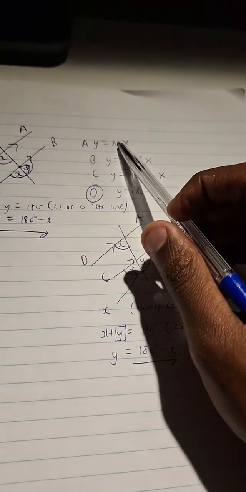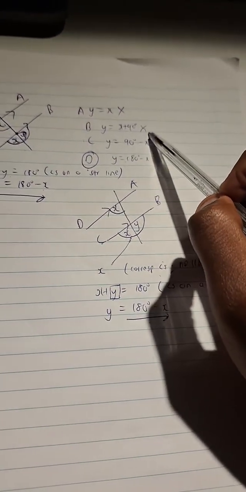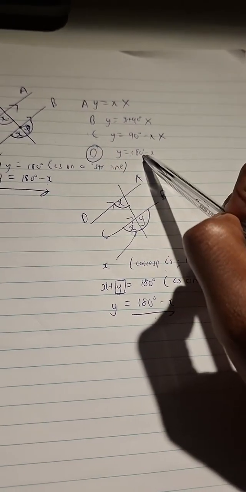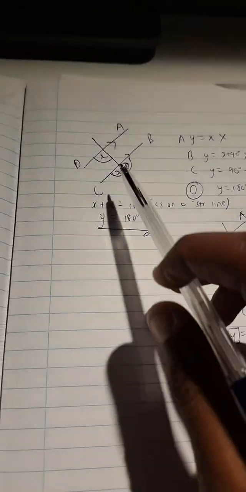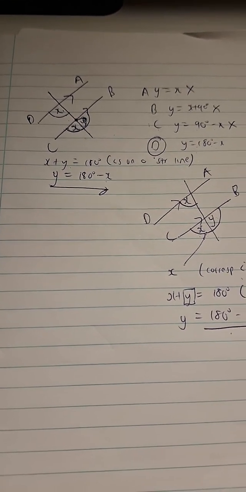So that is why, from my options, is y equal to x? No. y equal to x plus 90? No. y is equal to 90 minus x? No. y is equal to 180 minus x? Yes. So the answer is D. So I circle D as my option for that diagram. Okay. Let's move on to the next question.